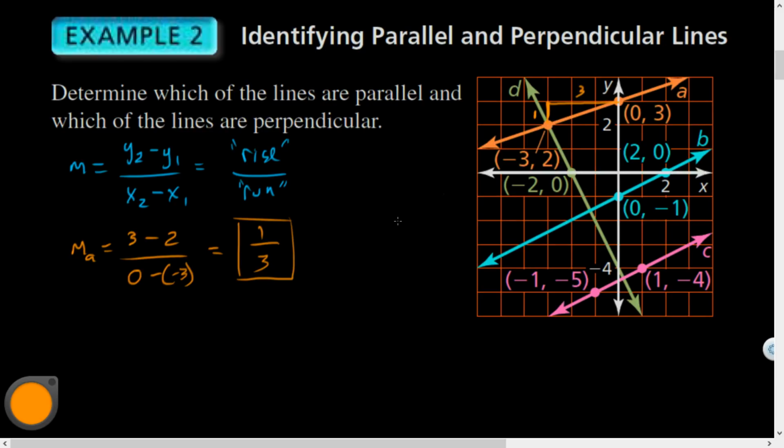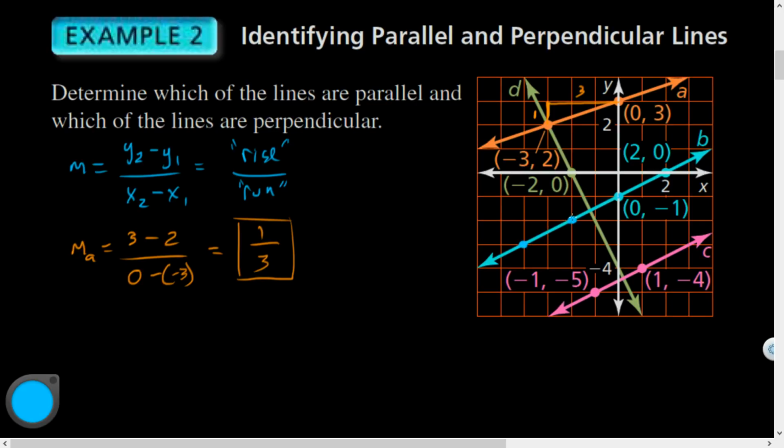Also, if you're reading the slope off of a graph, like we will with line B here, the way I find the slope is I look for what are called lattice points. This is not a lattice point on that line. This is not a lattice. This is not a lattice. Lattice points are points that land directly on the grid of the coordinate plane.